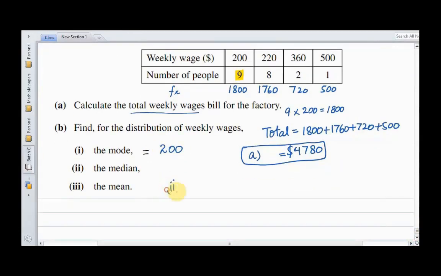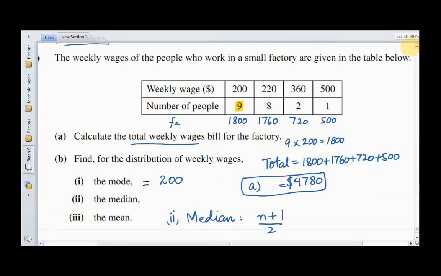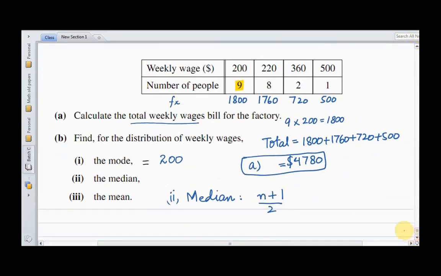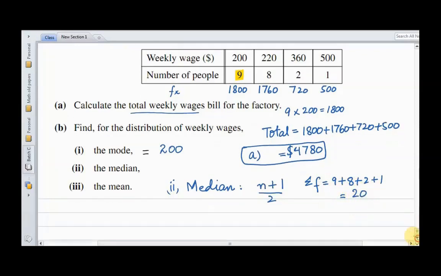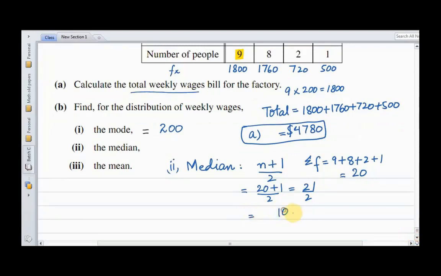Part 2 is the median. For median, the first step is you need to apply the working formula n plus 1 divided by 2. The value of n in our question is the summation of frequencies. It will be 9 plus 8 plus 2 plus 1, which gives a total of 20, right? So n plus 1 divided by 2 is 21 upon 2, which simplifies to 10.5.